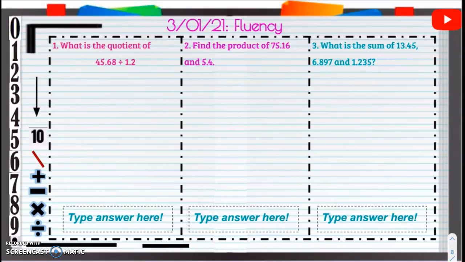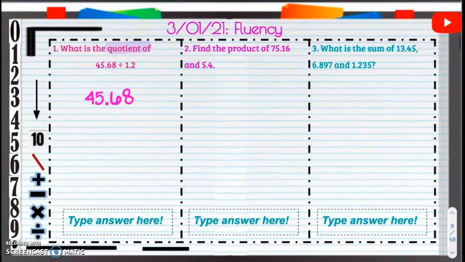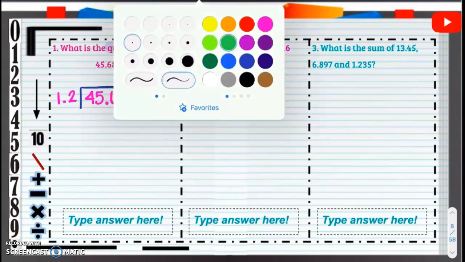All right, our fluency. So we're going to find the quotient. Remember, quotient means we're going to divide. So we're going to have 45 and 68/100ths. You're going to divide by 1 2/10. Now, we do have a decimal on the outside here, so we need to move that in.